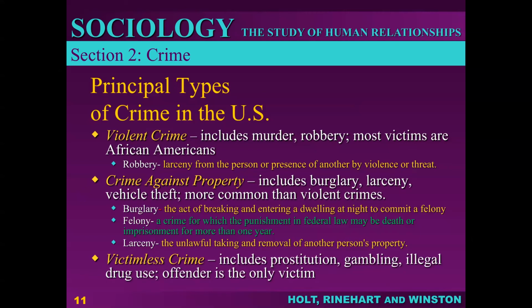Our third principal type of crime in the United States is victimless crime, which includes prostitution, gambling, illegal drug use. The offender is the only victim, and I'm not really sure if I agree with this. I believe that if we look at someone who has a gambling problem, it can have an impact on their family because they may steal from them to help pay off their gambling debts. The illegal drug use, in a sense, is that yes, the individual is taking the drugs, but over time, if they become addicted, they also, again, may steal from their family and bring their family members down.